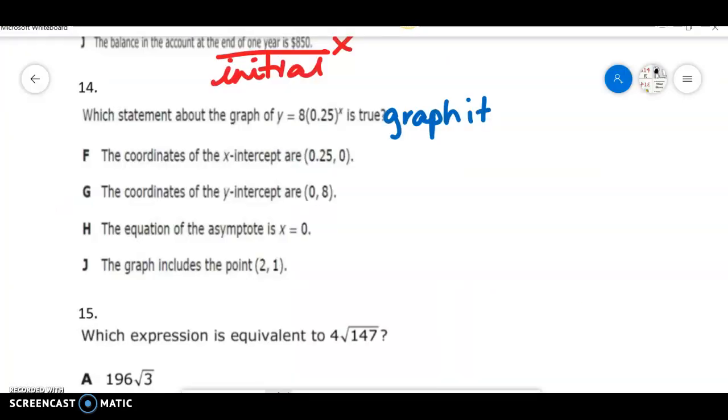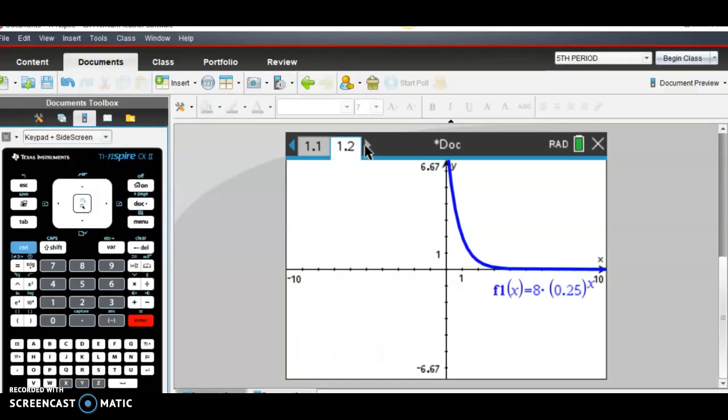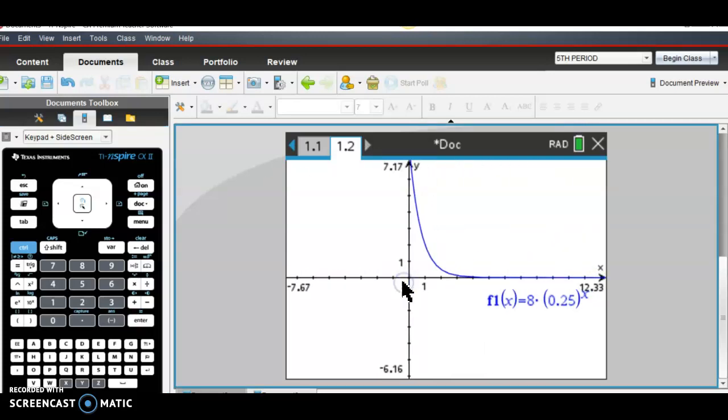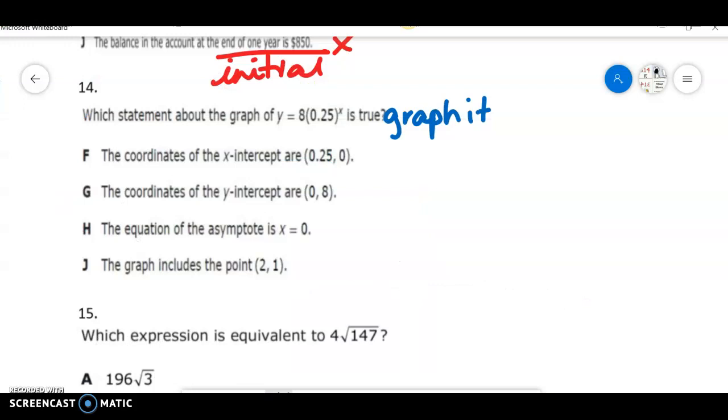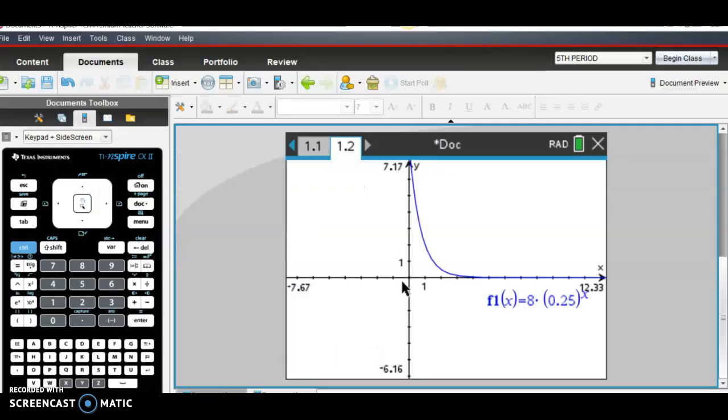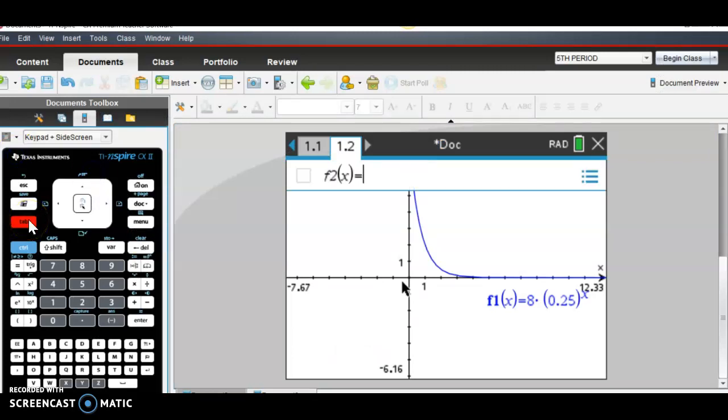So we can see here the x-intercept is 0.25. Well, no, because on an exponential, you're not going to have an x-intercept. It's going to get really, really close to that, but we're not going to have an x-intercept. The y-intercept is 0.8, yes, because you can see that is the beginning right there. And asymptote. Now, some of you were really struggling with what that looks like.